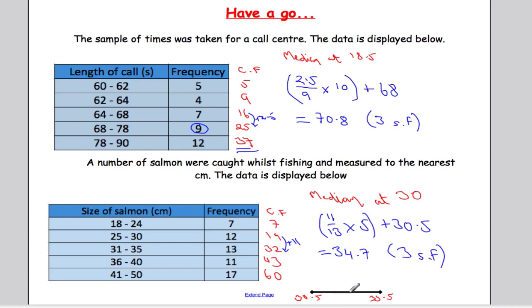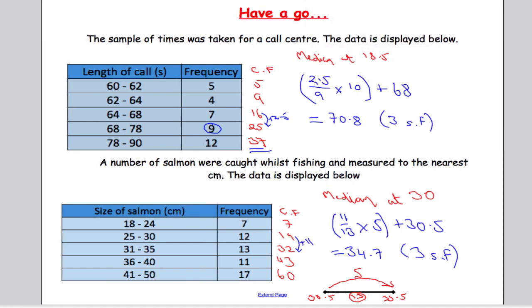and that was for a total of 13 people, and the class width was 5. Now I didn't want all 13 people, I only wanted 11, so I wanted 11 out of 13 times it by the class width and then add on that lower bound just like before, and that gives us a total of 34.7.